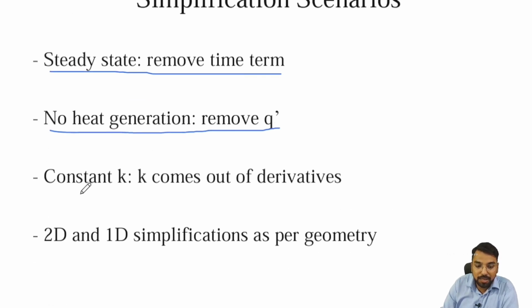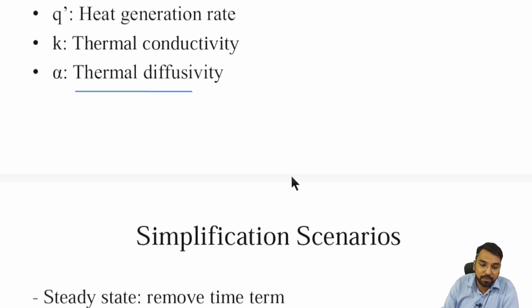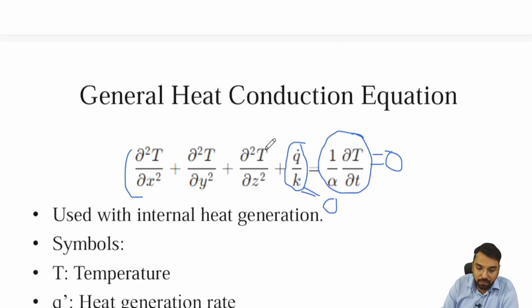Then for constant k, the k comes out of the derivative. For one material, the thermal conductivity of steel, let's say we are again using this steel bar. For the steel bar, the thermal conductivity at this point, at this point, and at this end will not change. If there is another material attached to this, then the thermal conductivity will change. Right now the thermal conductivity of steel is the same everywhere, okay.